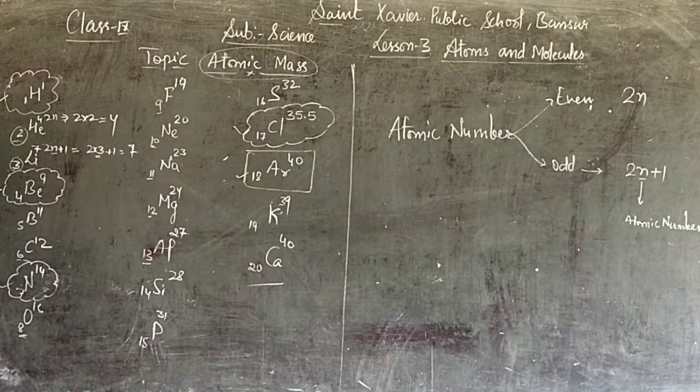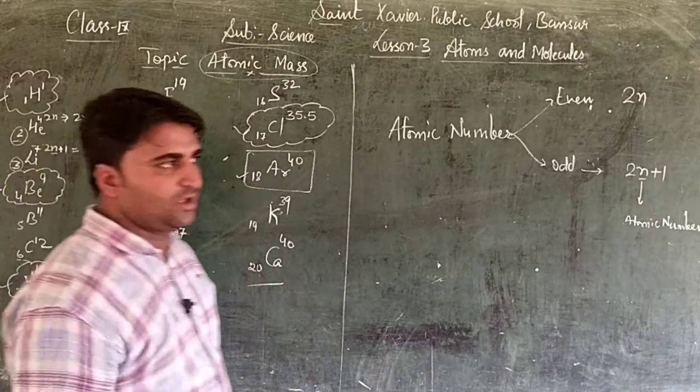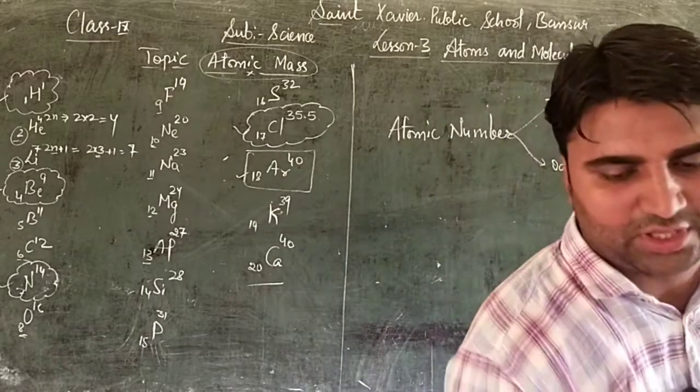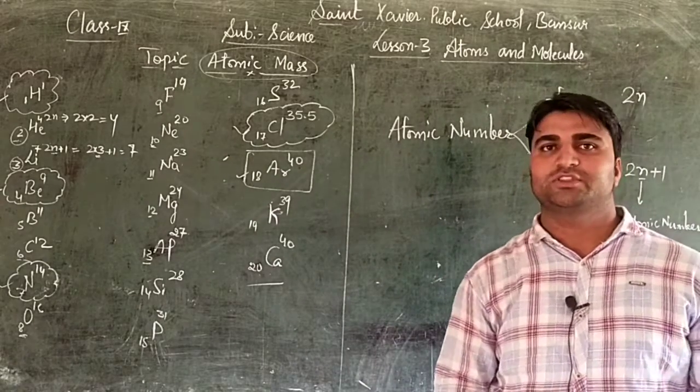So these are the atomic masses of these elements or atoms, you can say 1 to 20. These you have to learn. The rest of the things we will read tomorrow.